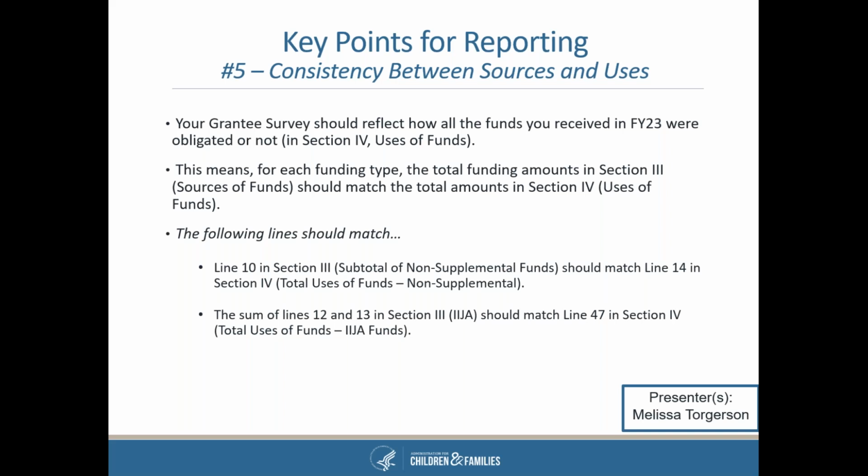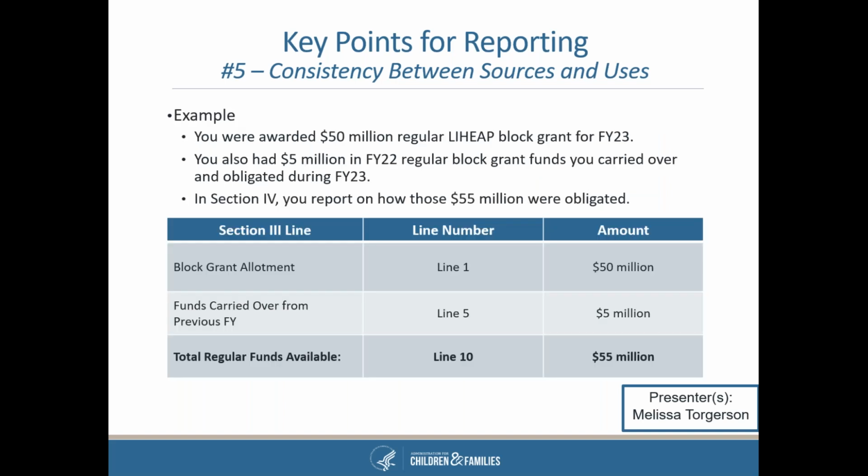So this is all about balancing that checkbook. And these are the lines that we should see match. Line 10 in Section 3, which is subtotal of non-supplemental funds, should match line 14 in Section 4, total uses of funds. And then for IIJA, it's something similar. Next slide. I think we've given you some examples here.